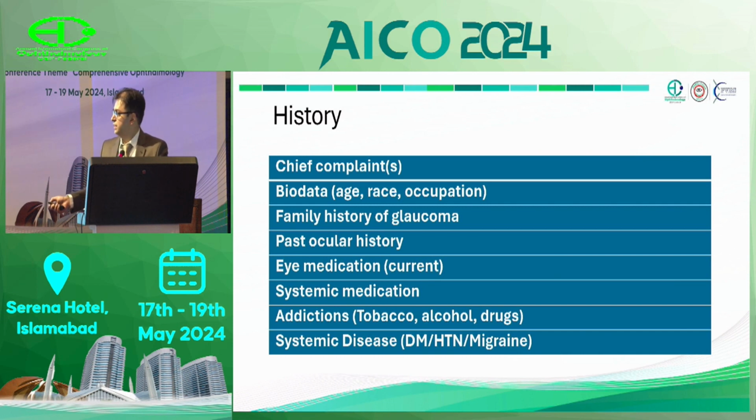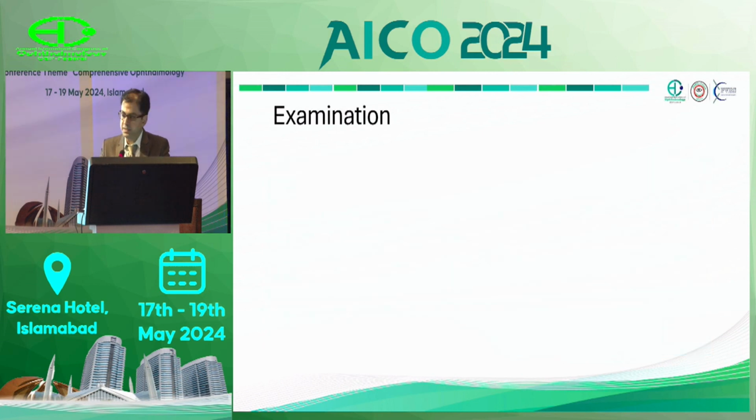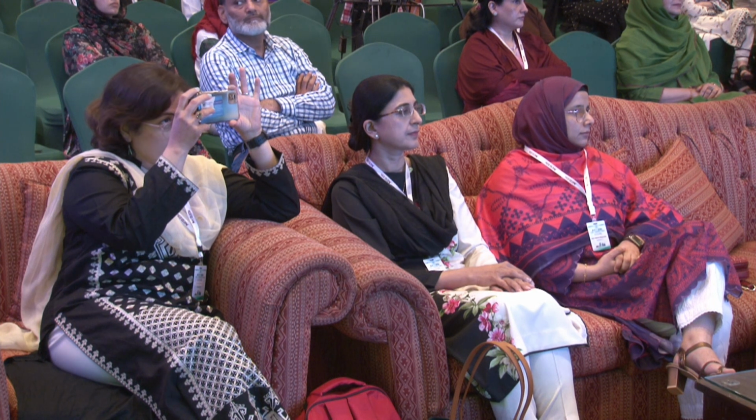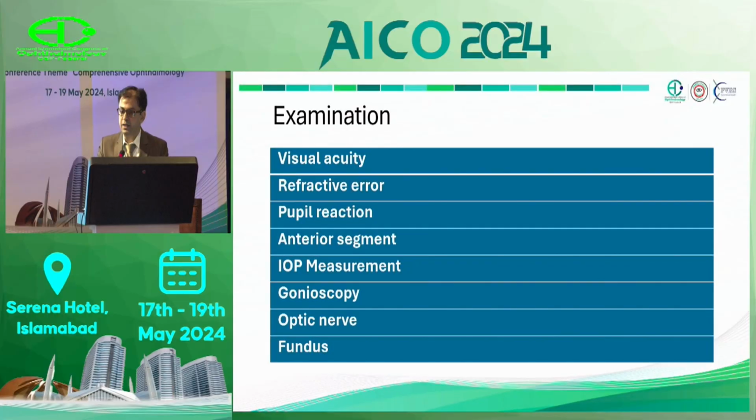So these are the checklists we have to ask in history. Then coming to the examination. In examination, visual acuity, the refractive error, pupil reaction, it is one of the most important clinical examinations we have to check. Anterior segment examination in glaucoma is also very important, like in pseudoexfoliation, Krukenberg spindles, any trauma-related anterior segment abnormalities, iris abnormalities, you have to check accordingly.